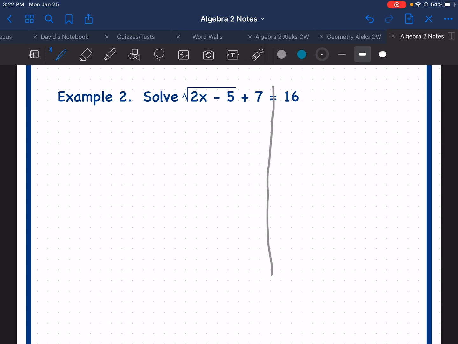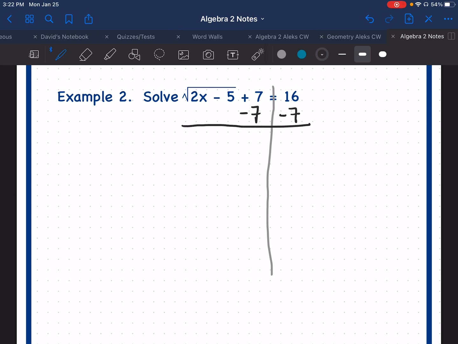I want to get x by itself. My goal is to get x by itself. I see lots of things bothering it. There's a 2 right in front of it. There's a minus 5 right behind it. And both of those things are under the square root. I also see a plus 7 after it. I have to get rid of each one of these separately and follow the order of operations backwards. So I'm going to go ahead and start by subtracting 7 because it's outside the square root.